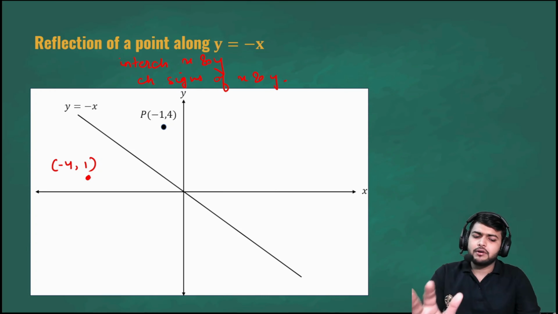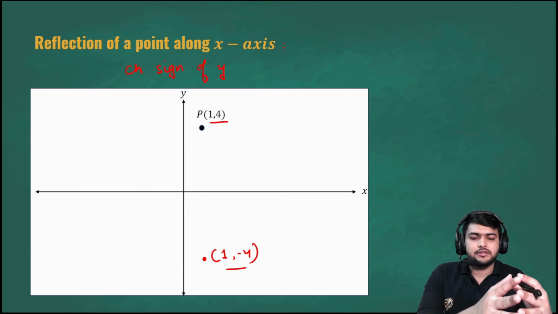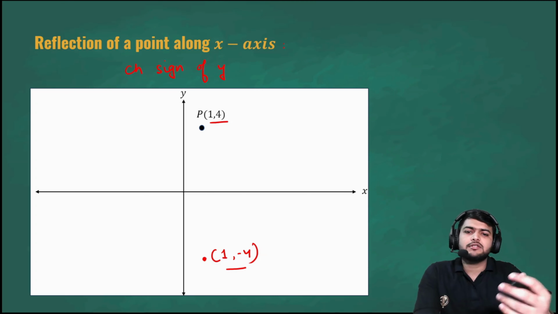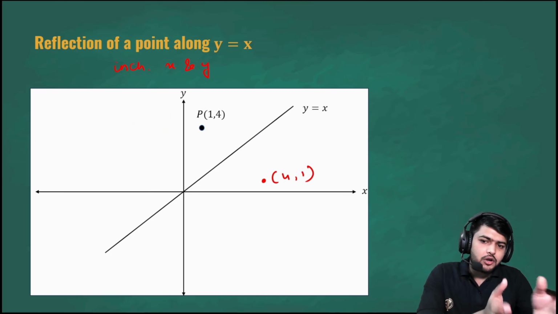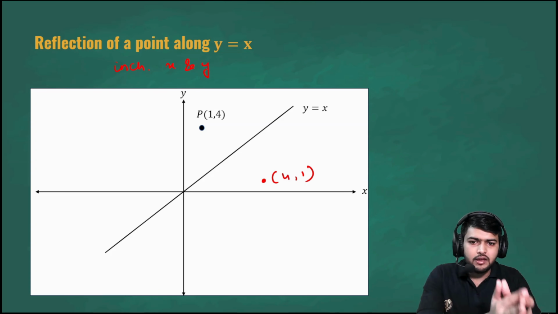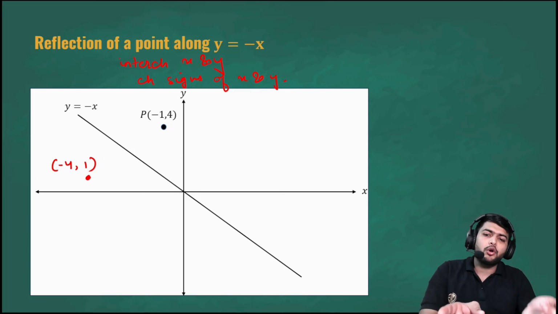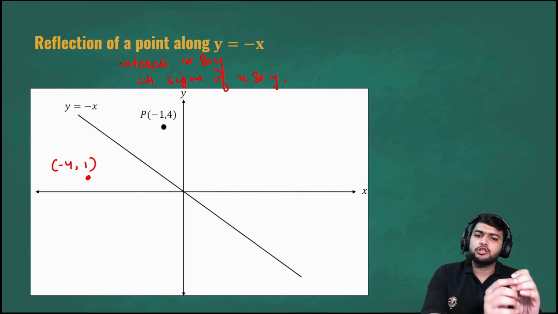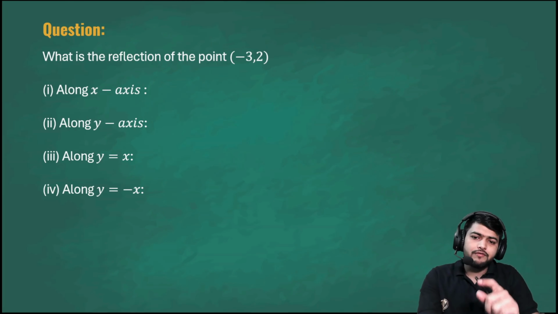Now let's recap whatever we have learned just now. If you are reflecting a point along x-axis, you simply change the sign of y. If you are reflecting a point along y-axis, simply change the sign of x. Reflecting along y is equal to x, you interchange x and y. If you are reflecting along y is equal to -x, you not only interchange x and y, but you also change the signs of both x and y. Now why don't you give this question a try?